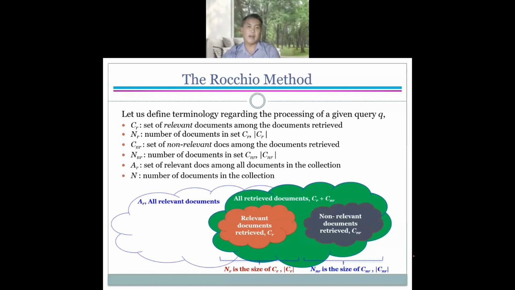Okay, so AR is the set of relevant documents among all documents in the collection. The green one is just the one that we retrieve, and in the retrieved documents we have relevant and non-relevant documents, but not all the relevant documents are being retrieved here. Okay, you got the idea?